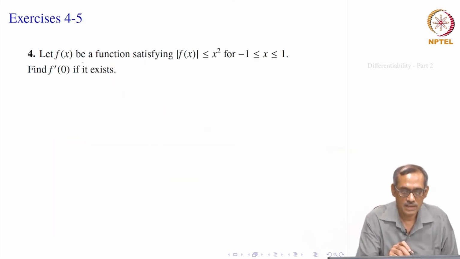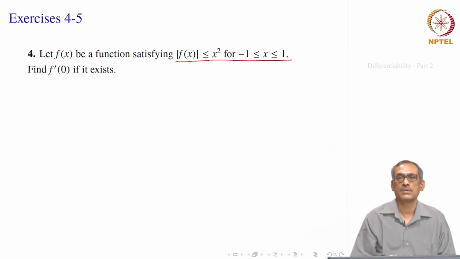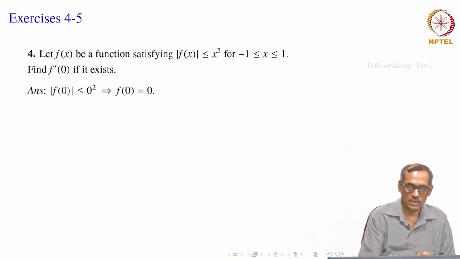So, let us take another. Let f x be a function. It is a different kind of problem, it is not given as f x equal to something, but given as an inequality, that it is a function which satisfies mod f x is less than or equal to x square for minus 1 less than or equal to x less than or equal to 1. So, can we find f prime 0 by using this condition? Okay, so, let us try.